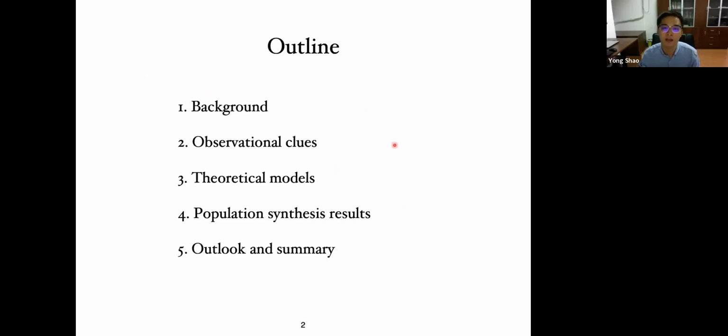This is the outline of my talk, including a short background, the observational clues, and theoretical models of Be star formation. And then I will talk about our population synthesis results. And finally, I will give an outlook and a summary.